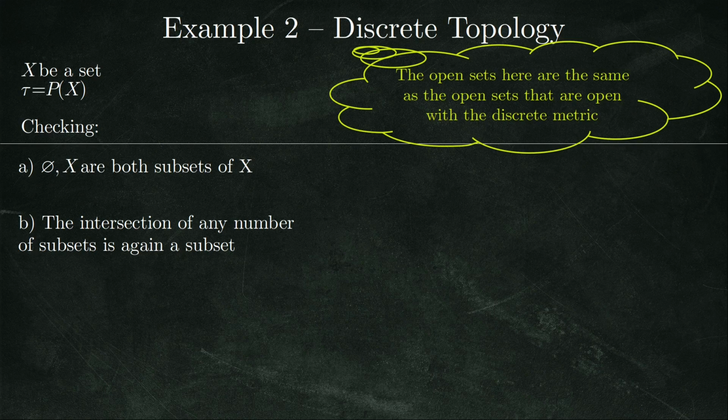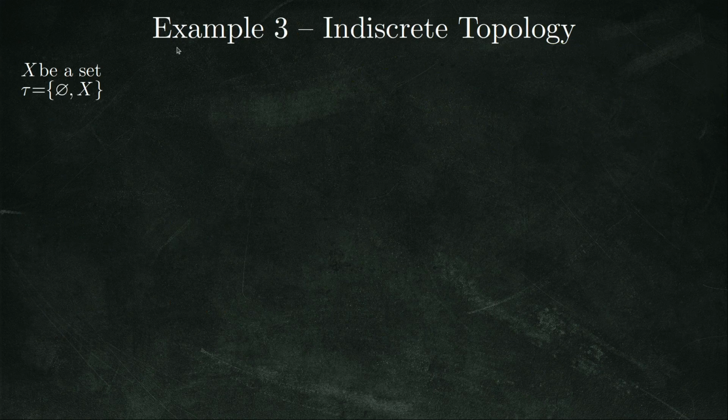Okay, now you've had a think. The way we can show that the arbitrary union is also open is that the union of any subsets is again a subset of X, so it must be open. Our third example is the indiscrete topology. This is the opposite of the discrete topology. Here, the only two open sets are the empty set and the whole set X.